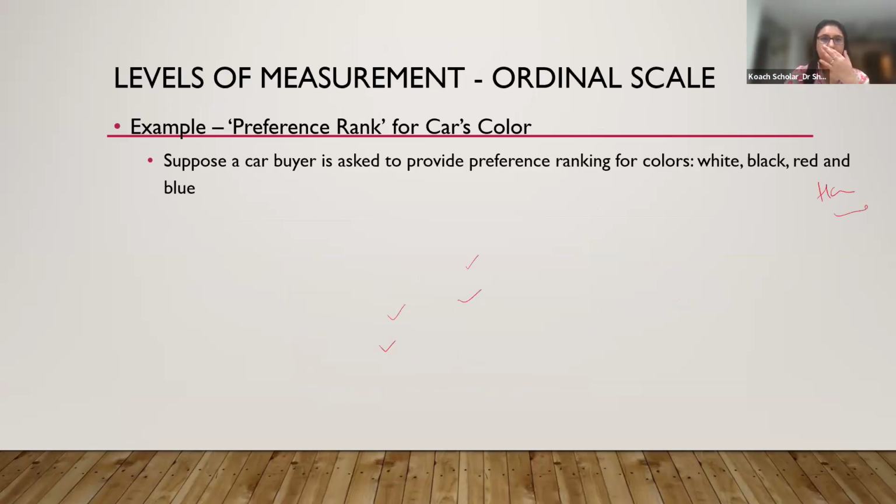Second example, suppose a car buyer is asked to provide preference ranking for colors: white, black, red, and blue. So then also preference rank. जब हम preference of a color पूछते हैं, preference of restaurant पूछते हैं, preference of let's say vacation पूछते हैं, preference of a tourist spot पूछते हैं, all these type of questions are made on an ordinal scale, right? Let's see how we build that.